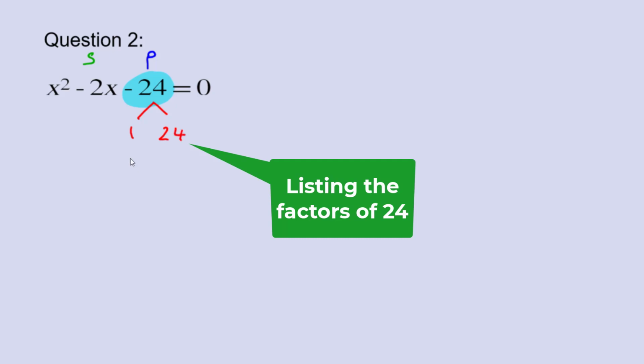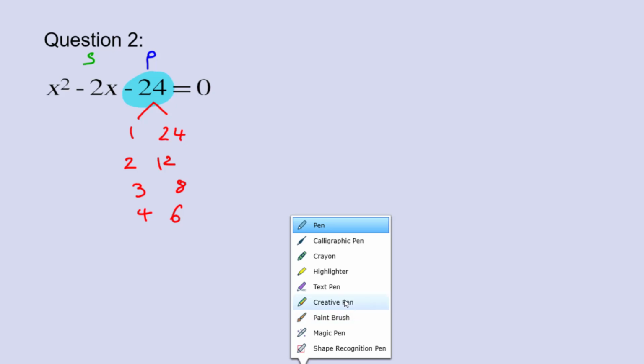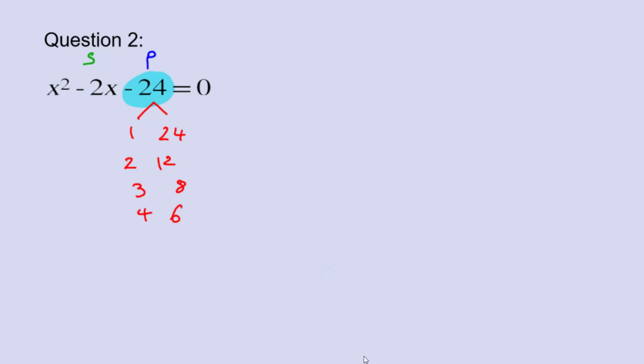The simplest one is always 1 and 24. Times by 2, divide by 2 gives me 2 and 12. Then 1 times 3 is 3, 24 divided by 3 is 8. 2 times 2 is 4, 12 divided by 2 is 6, and we found all the possible factors of 24. But now we need to decide the signs.